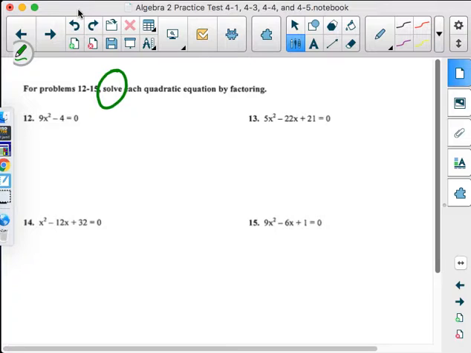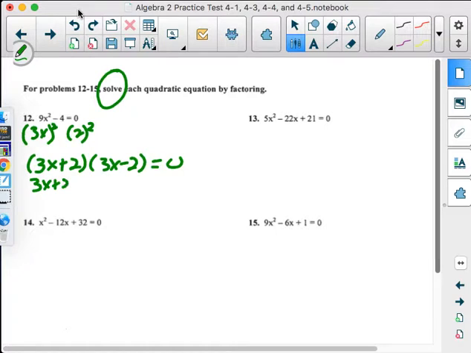So I look at number 12 and I realize it's got a 0. Can I pull a greatest common monomial factor out? No, but this is a perfect square. And this is a perfect square, 3x squared and 2 squared. And there's no middle term, so it must have been 3x plus 2 and 3x minus 2 equals 0.